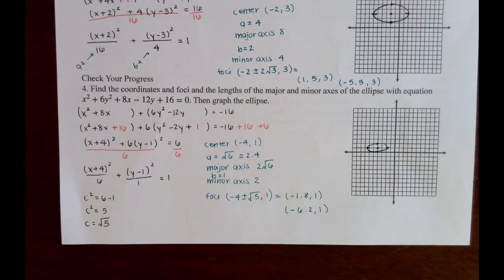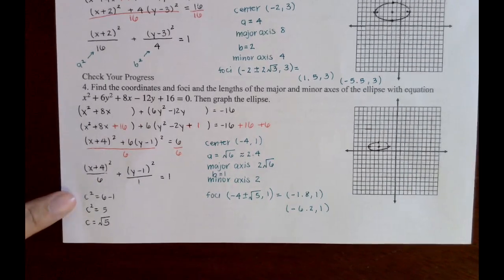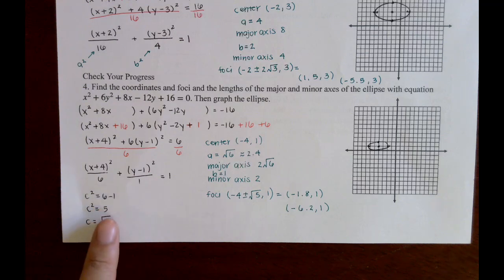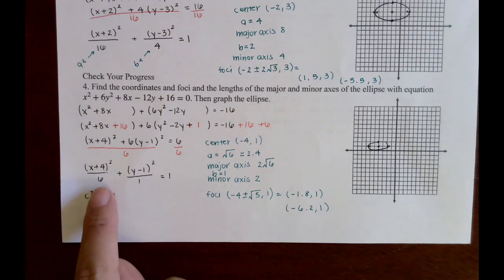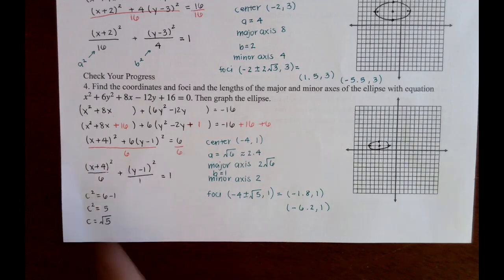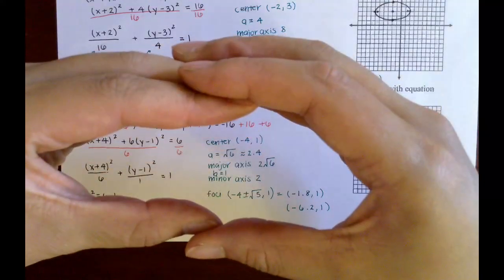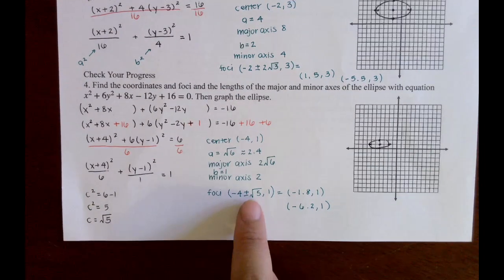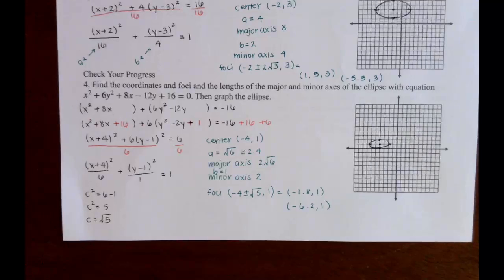Then to find your foci, which is c, you use the equation c squared equals a squared minus b squared. So c squared equals 6 minus 1, which is 5. The square root of that is square root of 5. And since a is underneath your x, it's going to be horizontal, so your foci will also affect your x. That's why you see this square root of 5 being added to the x here. And then I just found approximately where it was, which makes it easier to graph.